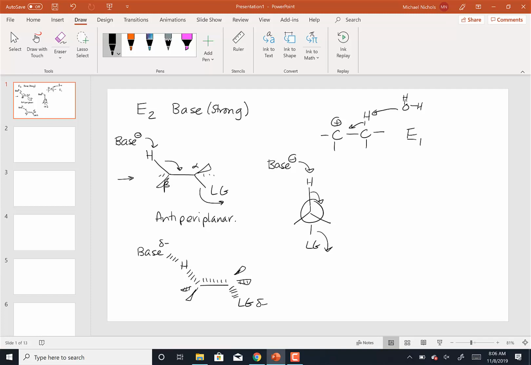Partial bond between base and hydrogen, hydrogen-carbon bond breaking, carbon-carbon double bond forming, carbon-leaving group bond breaking. And so the dotted lines would look like that. And the only real charges would be the base at delta minus and the leaving group at delta minus as well. So that would be a standard transition state for that reaction.